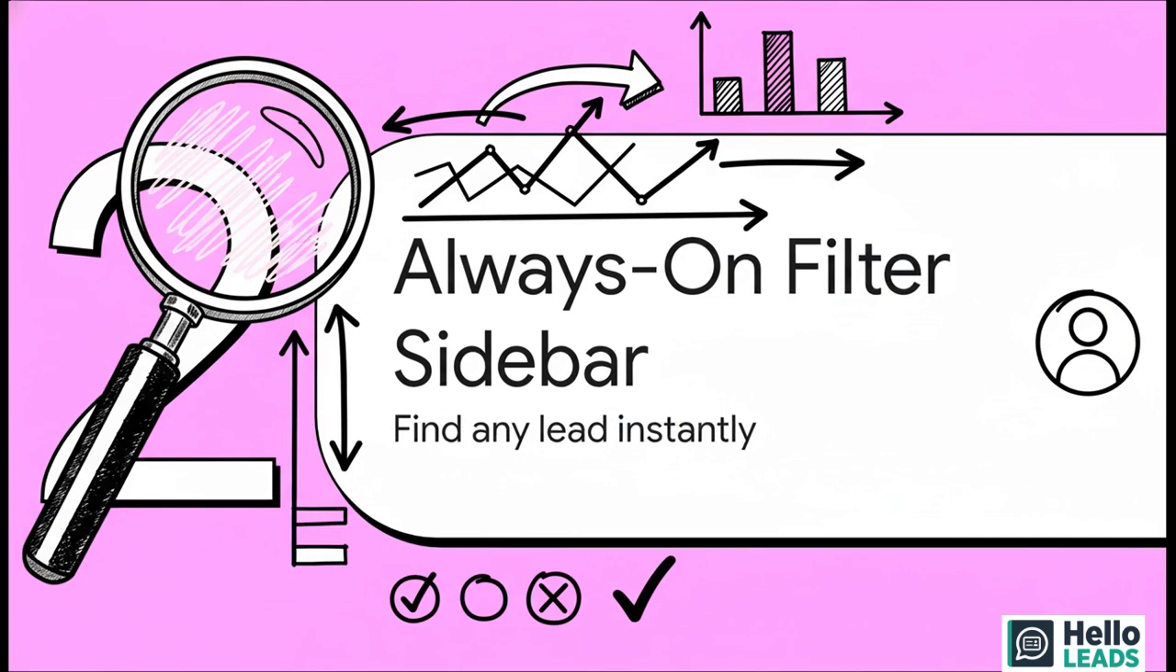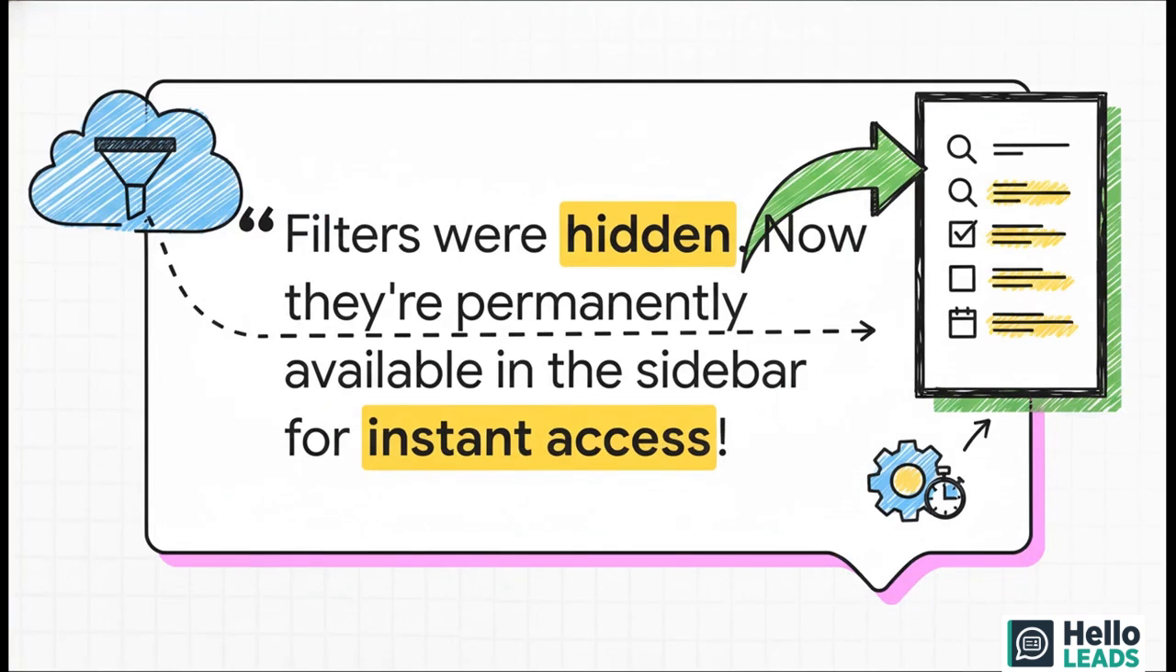Okay, so let's zoom in on that first huge feature, the always-on filter sidebar. The whole idea here is actually pretty simple. It's all about giving you the power to find any lead you need, whenever you need it, instantly. No more wasted clicks. And this quote right here perfectly captures the new philosophy. Think about it. Before, all these powerful tools were hidden away behind an advanced filter button, an extra click you had to make. Now, they are right there, permanently available. It might seem like a small change, but trust me, it makes a huge difference. It turns filtering from a chore into a totally seamless part of how you work.